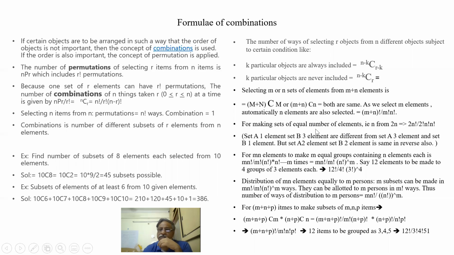Similarly, if we extend this, I want to make m equal groups. Understand? M equal groups. Suppose I have to distribute 12 apples to 4 persons. So each will get 3 apples.